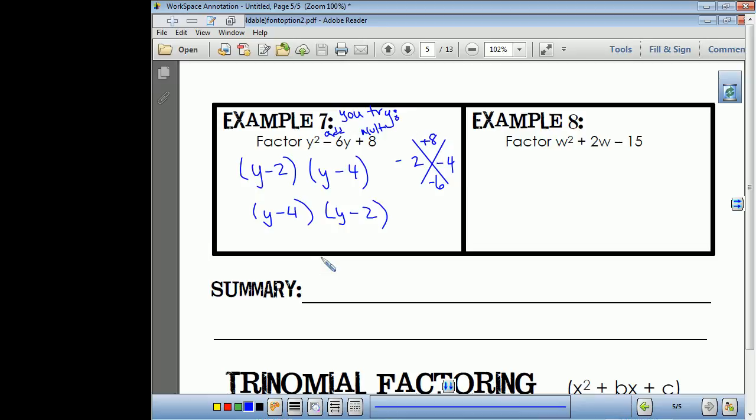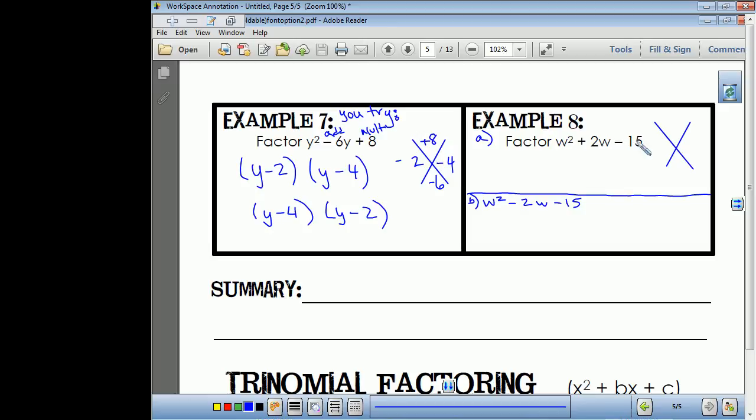Okay, the last one, number 6. Just like I did on number 2, I'm going to do 2 different versions of this one too. So for the next one, I'm going to do w squared minus 2w minus 15. I'm going to do the same thing I did a minute ago. So this is 2 different examples. We'll call this A, we'll call this B. They're different problems.